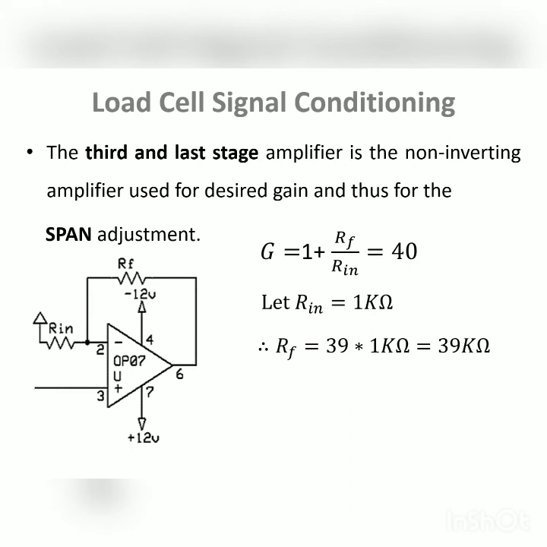Though 39 kilo ohm is available as a standard resistor, a good practice is to use a higher value potentiometer in place of Rf instead of a fixed value resistor. So we can use a 50 kilo ohm potentiometer in place of Rf.